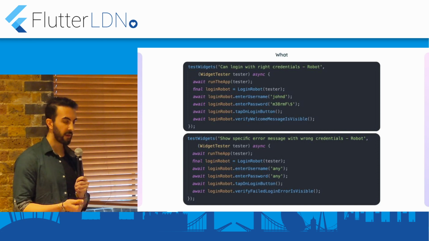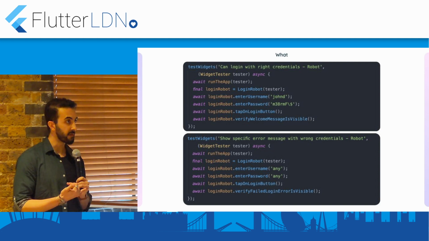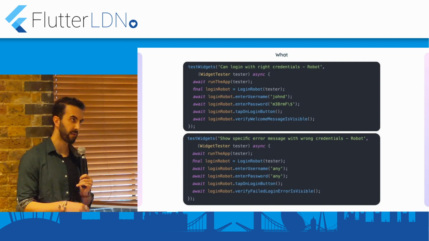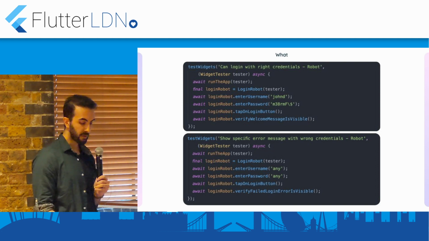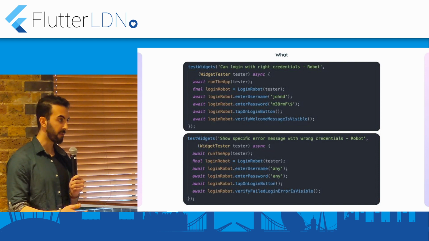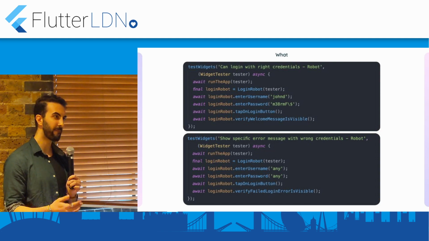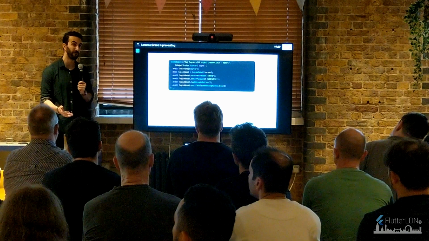In the case of a success scenario for the login, the what will look something like this. We first run the app, then we create an instance of the robot, and from now on, we just ask the robot to do something in the test. We ask the robot to enter the username, enter the password, tap on the login button, and verify that the welcome message is visible. As you can see, everything is very readable and understandable by non-technical team members. Even if they don't understand the first time, I'm pretty sure they will understand after we explain it to them once.